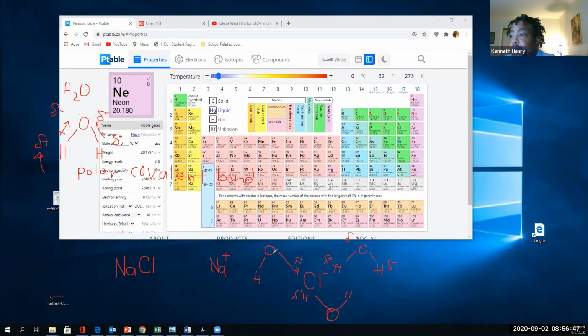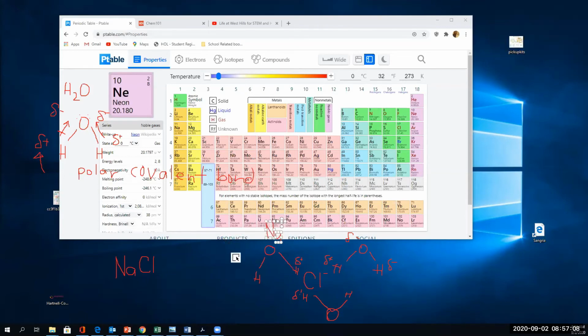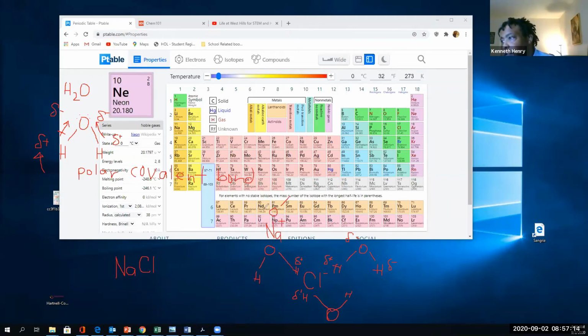Now, the sodium. Who's the sodium ion going to interact with? The oxygen. So the same thing is going to happen here. Oxygens are going to surround it.